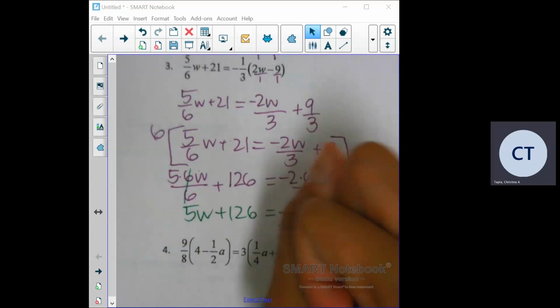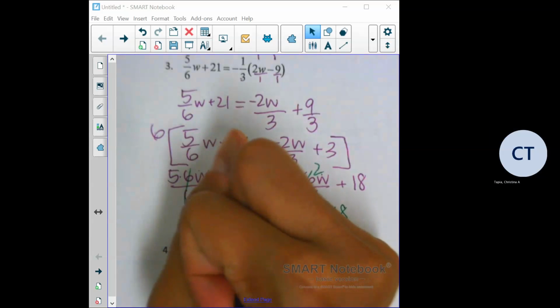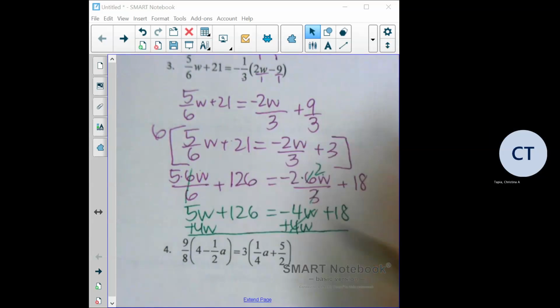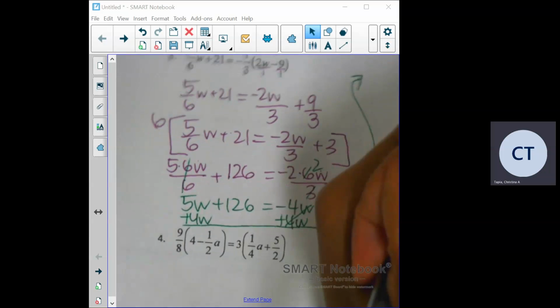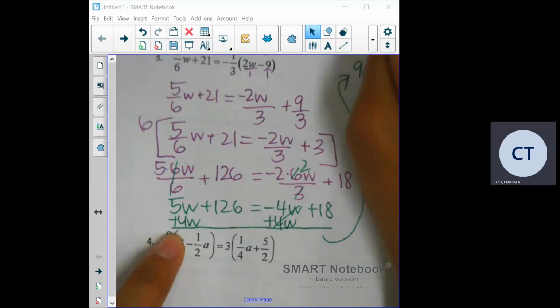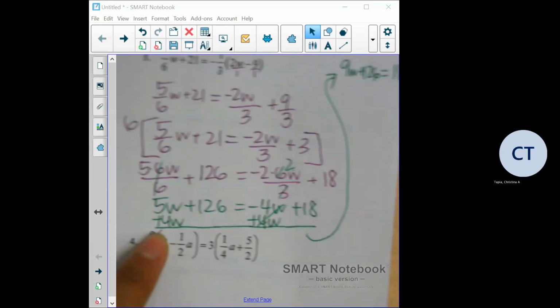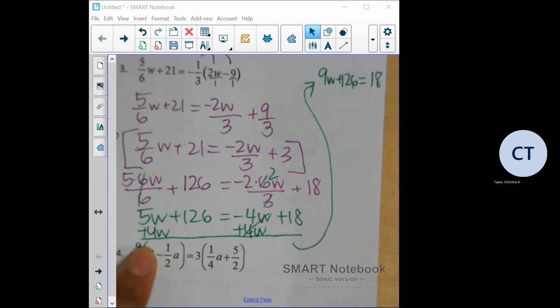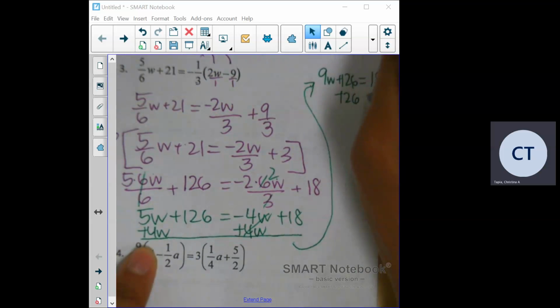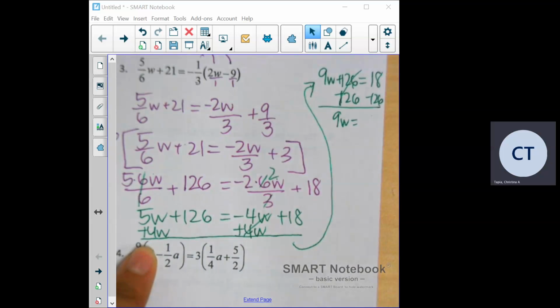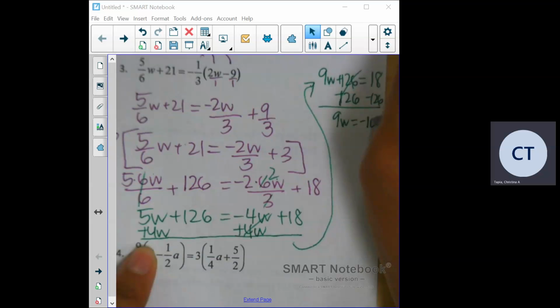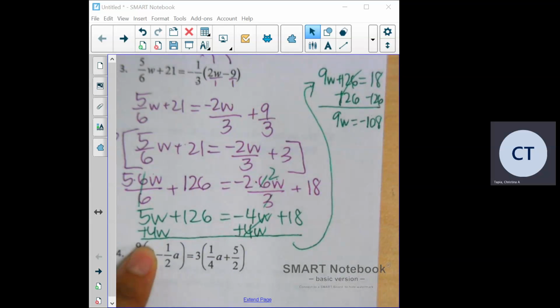So from here, I'm going to add 4W to each side. Put the rest of my work up here. So we're going to make this 5 plus 4 is 9W plus 126 is equal to 18. I'm going to subtract 126. So 9W is going to equal negative 108, if I'm not mistaken.